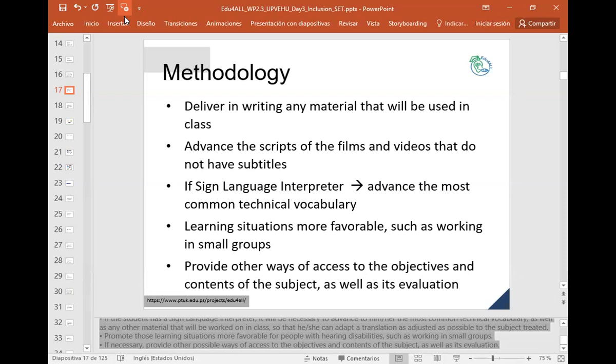Promote those learning situations more favorable for people with hearing disabilities, such as working in small groups. If necessary, provide other possible ways of access to the objectives and contents of the subject, as well as its evaluation.